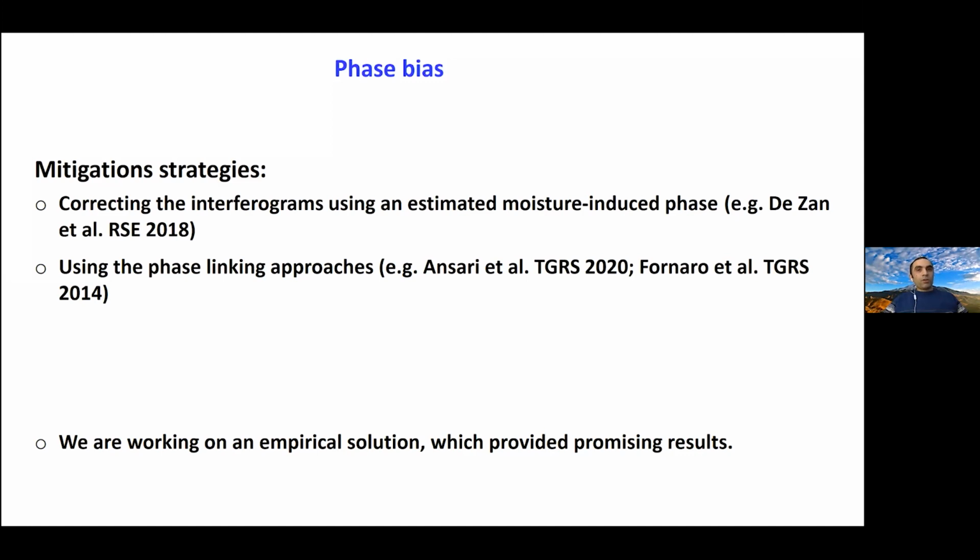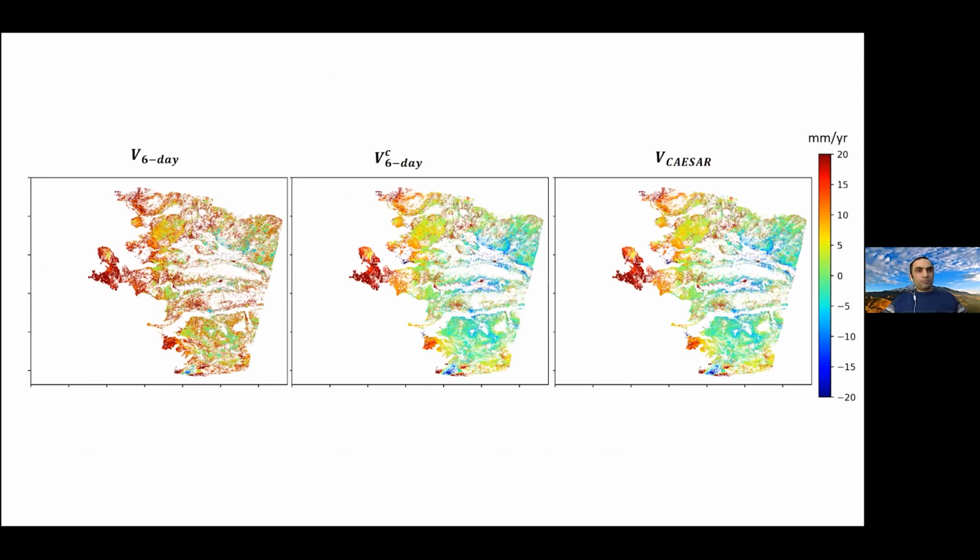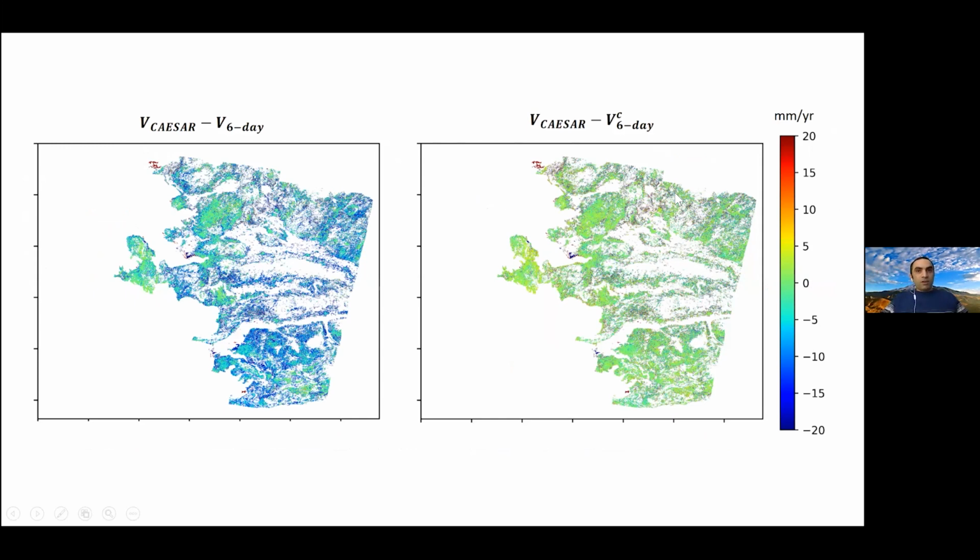Here in COMET, we are also working on this, we are looking for an empirical solution actually to solve this problem. And we have obtained some promising preliminary results, and I don't want to go through the details of the algorithm. I just show you some preliminary results here. Here, I just show you the 6-day velocity before and after correction. And we want to compare this with the phase linking CSAR algorithm, as you can see at the right side.